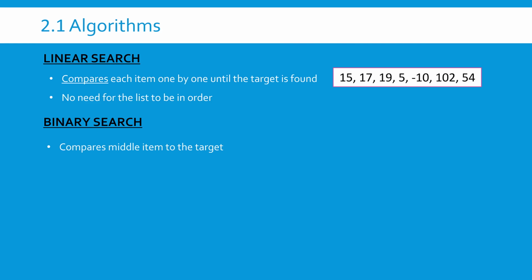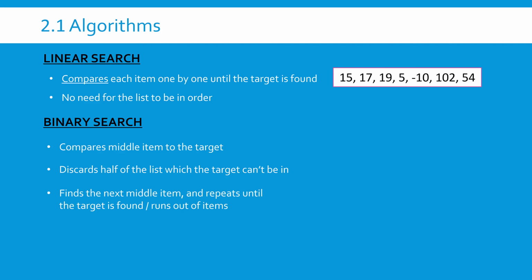Binary search works by first of all comparing the middle item to your target item, and it will discard half of the list which the target can't be in. And it can do this because the list must be ordered in this case. Now, once it does this, if the item hasn't been found yet, it finds the next middle item and repeats this discarding and finding the middle item process until it finds the target or it runs out of items.